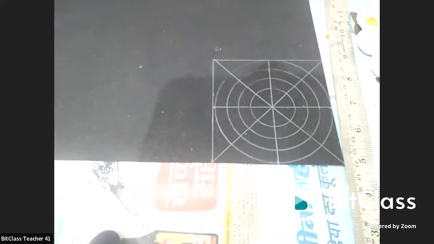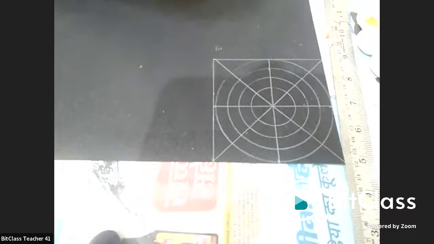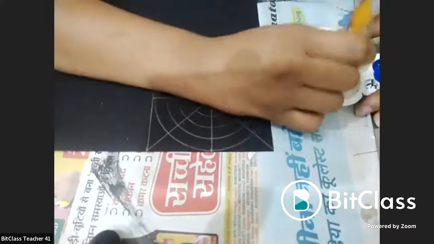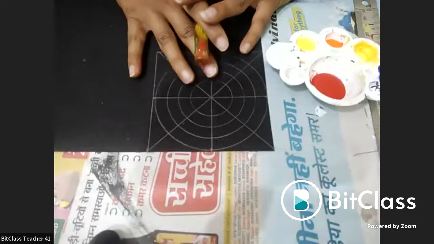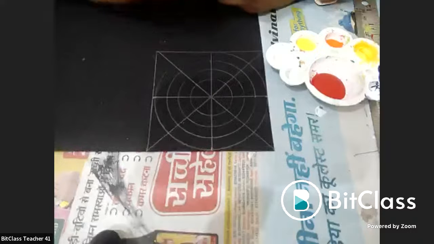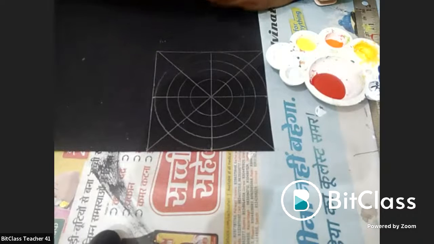Now what we are going to do is use this yellow dotting tool. We are going to dip this into the red color. Make sure while you're making dot mandalas that your color consistency is really very good, neither too thick nor too thin.